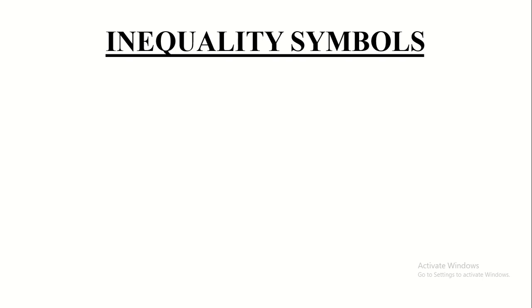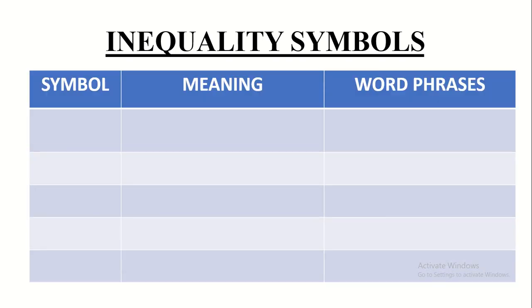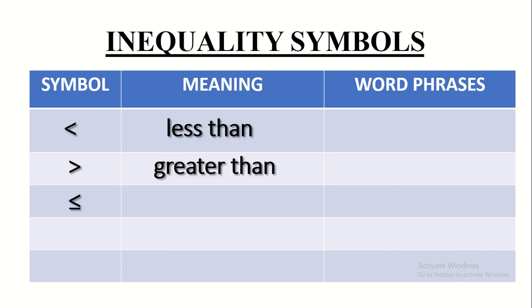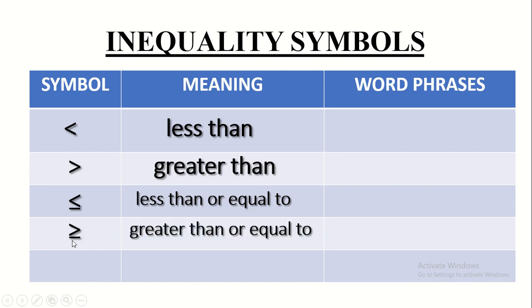Pag-aralan muna natin o balik-balikan natin ang mga inequality symbols. So we have yung arrowhead na nakaharap sa kaliwa, that is less than. While the arrowhead na nakaharap sa kanan, that is greater than. Less than, na may equal sign or merong line sa ilalim, that is less than or equal to. And then the greater sign, na may line sa ilalim, that is greater than or equal to. And then yung equal sign na na-cross out sa gitna, that is not equal to.